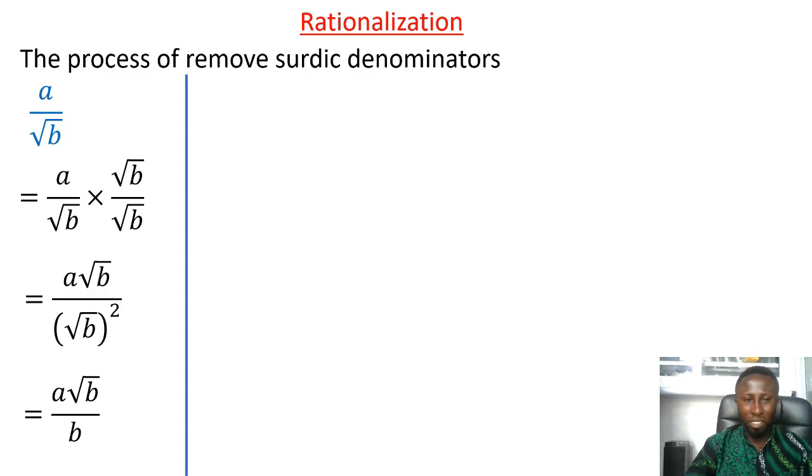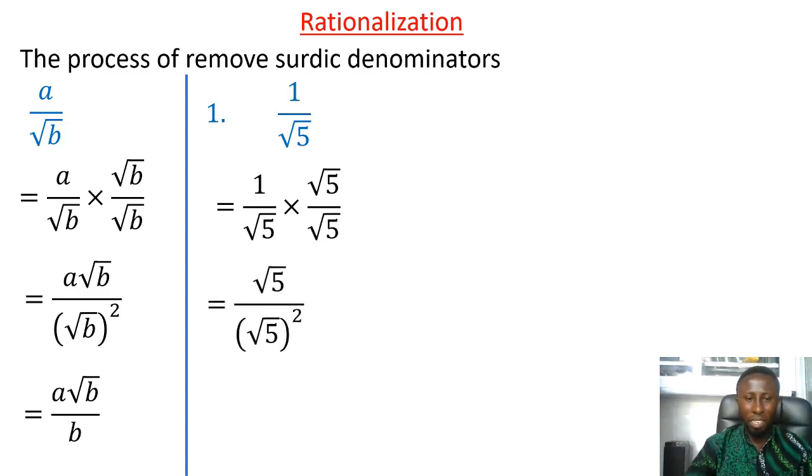So let's solve this. 1 out of root 5. So we use the denominator to multiply. This is what we are doing. So therefore, 1 times root 5 is root 5. Then root 5 times root 5 is what? Root 5 all squared. Yes. Then our final answer is root 5 out of 5. So we have made the denominator rational. That's why it's the process of removing the surd denominator to make it rational. Yes. Please don't skip steps in order for you to get your method.